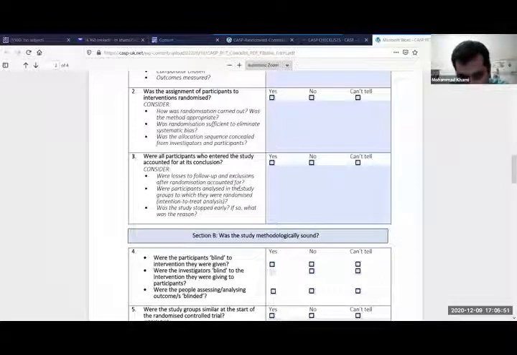We should not have a significant dropout, and if we have some dropout, it should be justified. Were participants analyzed in the study groups to which they were randomized? Because this sometimes happens that some of, for example, patients or subjects in one of your groups, because of any reason, they move to the other groups.